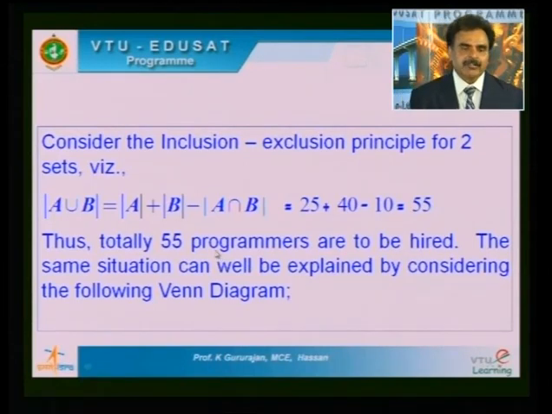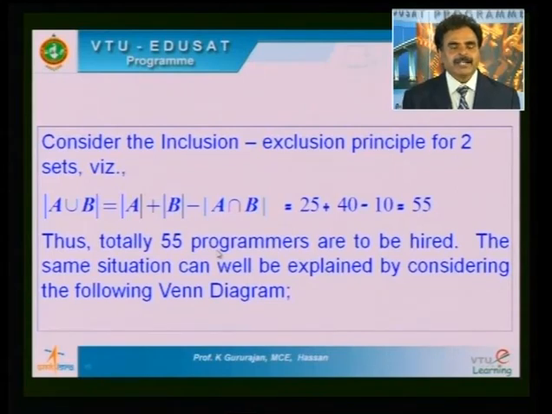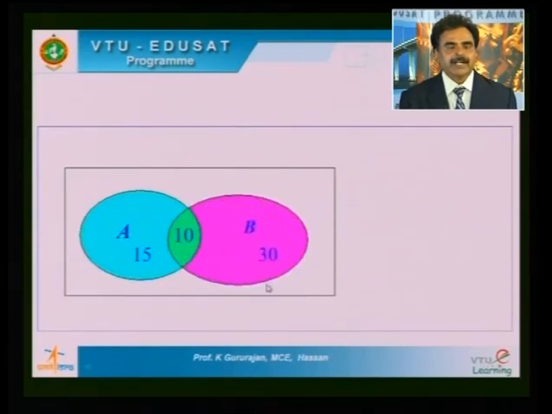Understood? So by using the inclusion exclusion principle, we have solved a combinatorial problem like this on job scheduling or job assignment. This situation we can well explain by using the Venn diagram. So A is written, B is written, and because 10 are expected to do both jobs, 10 is written here.